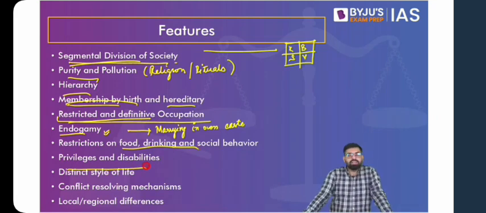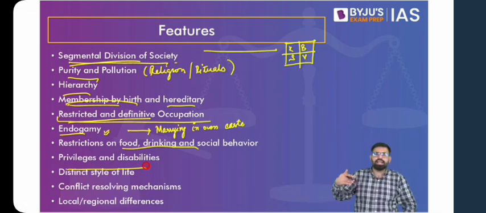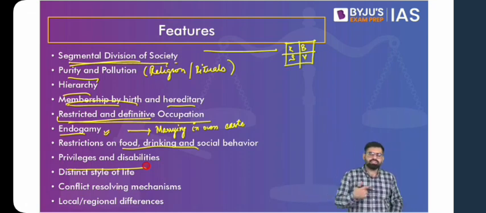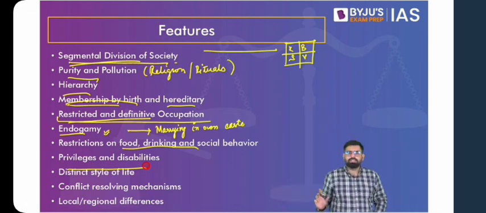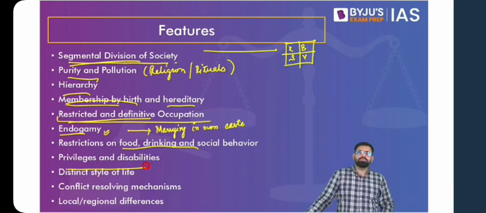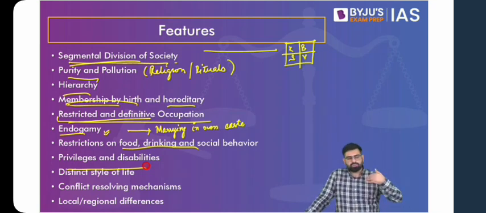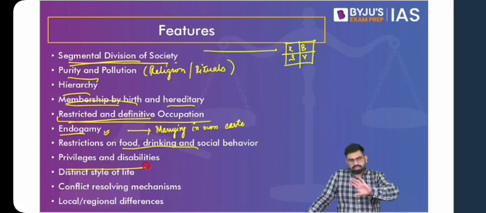Then there were certain privileges and disabilities. For instance, there were kings who asked Brahmins not to pay any taxes. So Brahmins had this privilege of not paying any taxes. A privilege is something that one section of society has and the other doesn't. These are not rights. That's what makes it a privilege, because it is not available to other sections of the society. Rights are something that are available equally to all sections of the society.